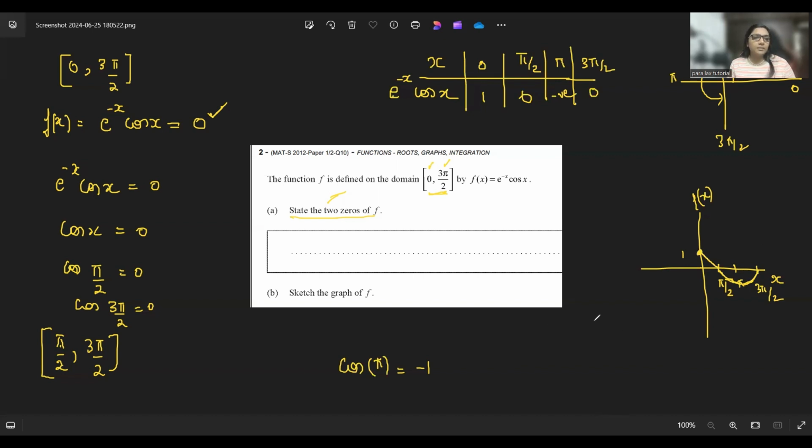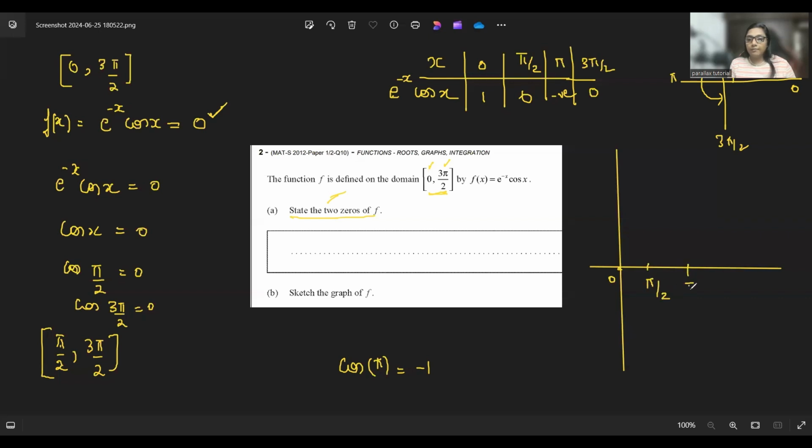Let's draw a better graph if this is not very readable. So we have the x-axis, we have 0, we have pi by 2, we have pi, we have 3 pi by 2, and this is 1. So the graph starts from 0, 1. Let's use a different color. This is 0, 1, then pi by 2, then a negative value, then it has to come back to 3 pi by 2. And there we go. That's how the graph would be. It will not go beyond this because the domain is restricted.